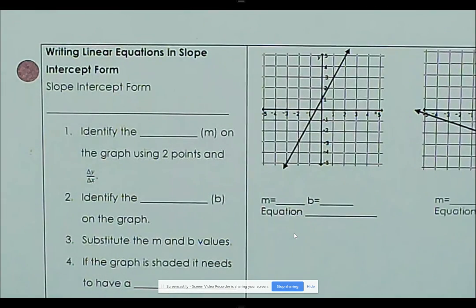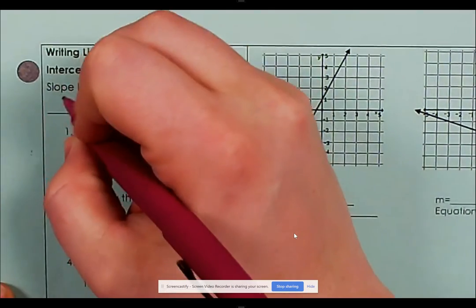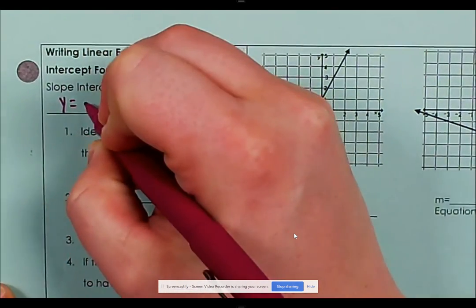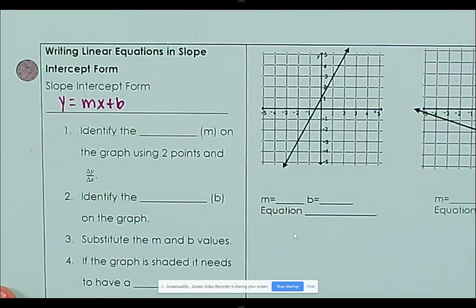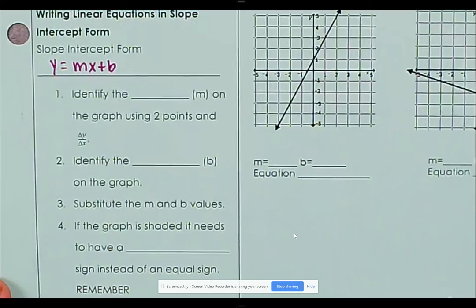Today we're going to be talking about how to look at a graph and write the equation in slope-intercept form. So for slope-intercept form, the equation is y equals mx plus b, which is similar to what we have been doing for quite a few weeks now.